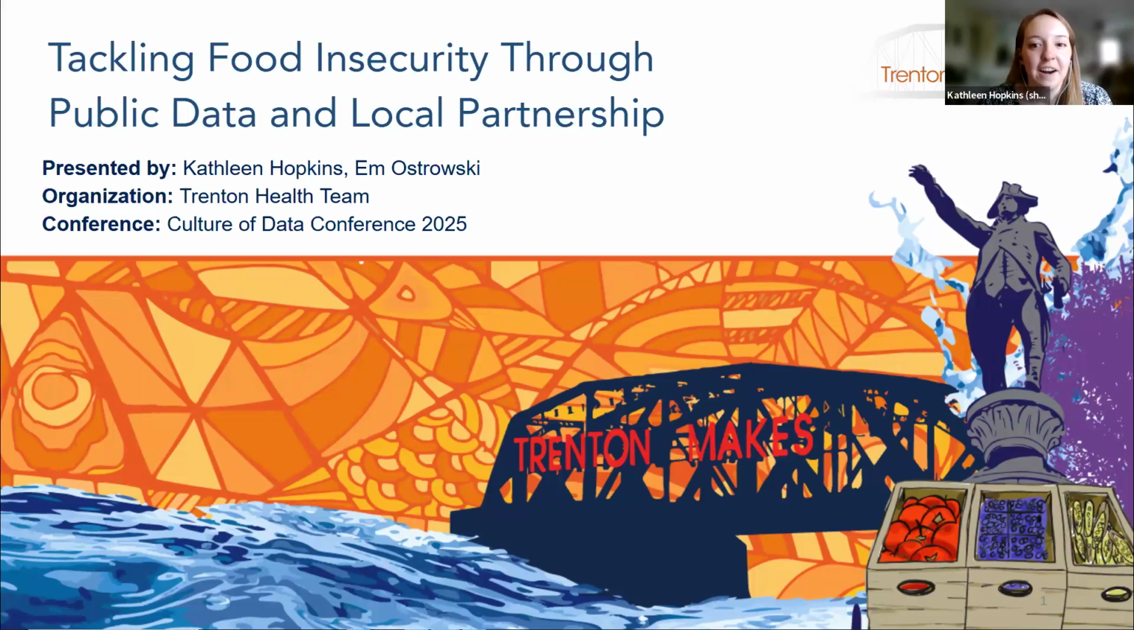Hi, as Erin mentioned, my name is Kathleen Hopkins, and I'm joined by my colleague Em Ostrowski. We're so excited to be here with you today and to share the tool that we created in partnership with local stakeholders to tackle food insecurity. Our organization is Trenton Health Team, a regional health hub in Trenton, New Jersey. Our mission is to improve the health of our community through cross-sector collaboration and convening local partners.